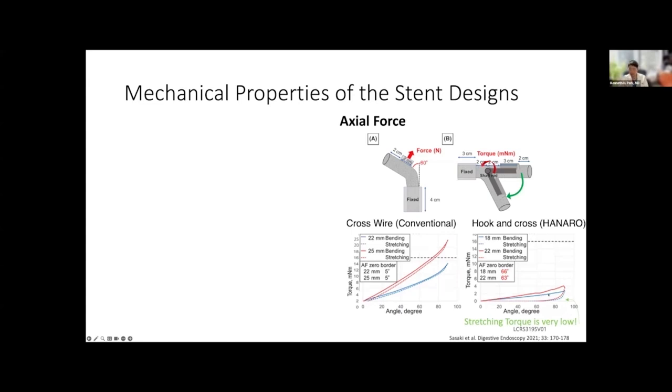But if you look here, there's a very, very low stretching force for these types of stents, meaning that once the stent is in a C loop, once it's bent along a flexure, there's very, very low resistance to strain. It's almost all the way zero until you get to 90 degrees. And that's a very, very key difference in stent design.